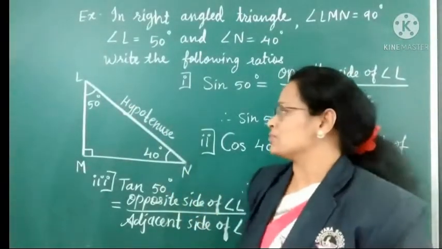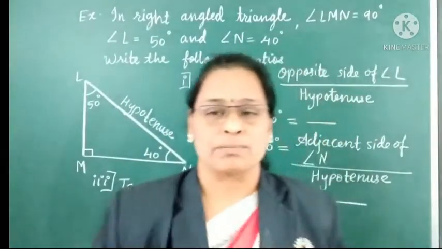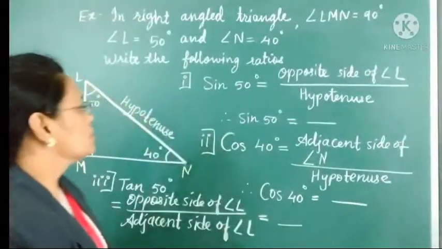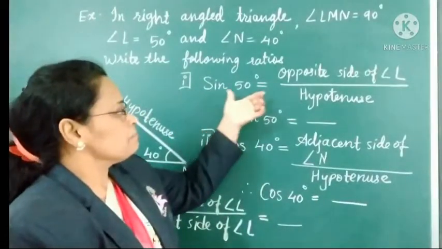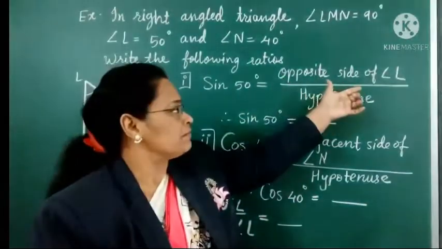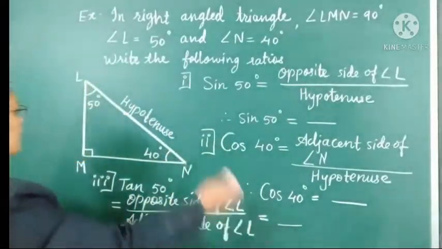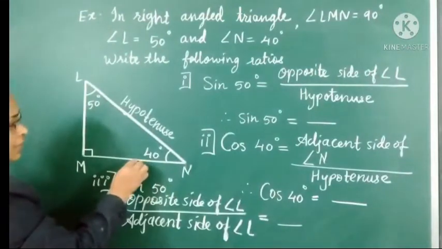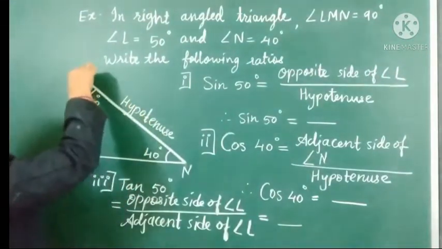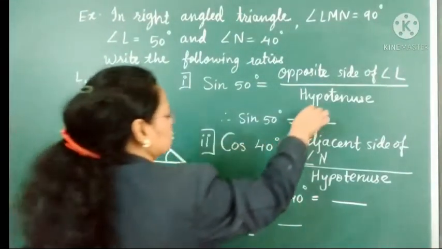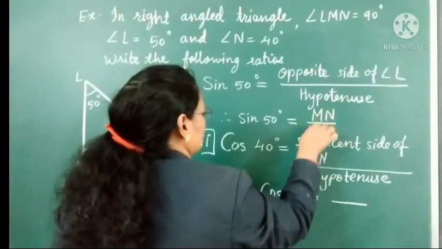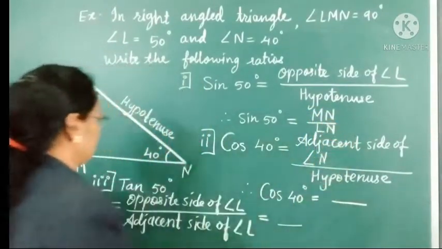Let's see how to write them from the given trigonometric ratios. When we say sine 50 degrees, that is the ratio of the opposite side of angle N upon the hypotenuse. Which is the opposite side of angle N? It is side LM. And the hypotenuse is fixed, that is LN. So we can write the ratio LM upon LN.